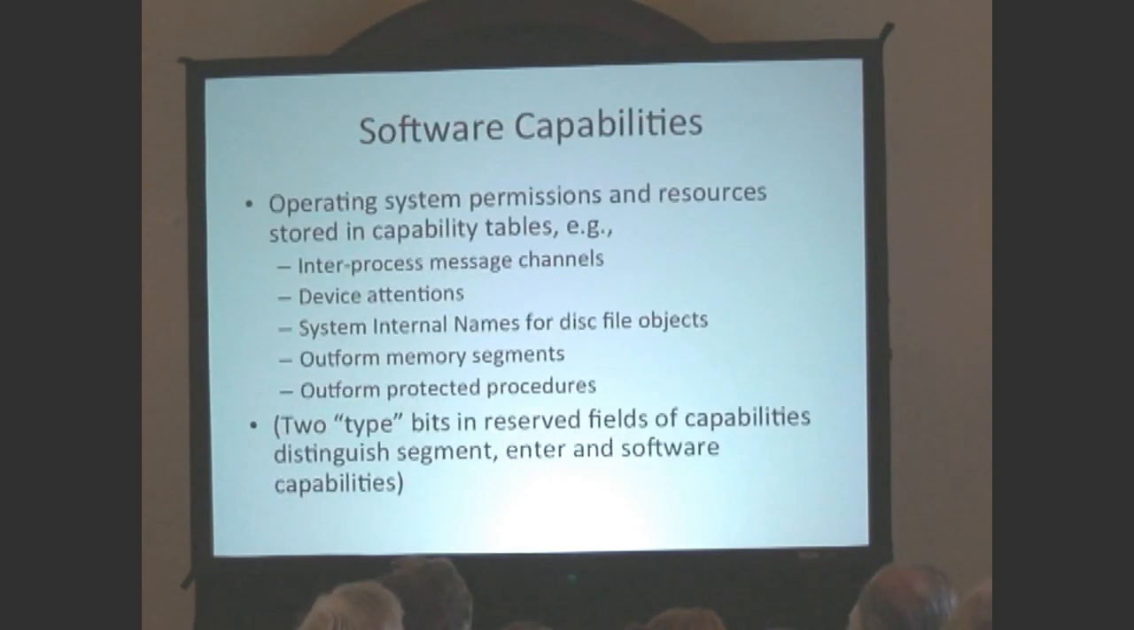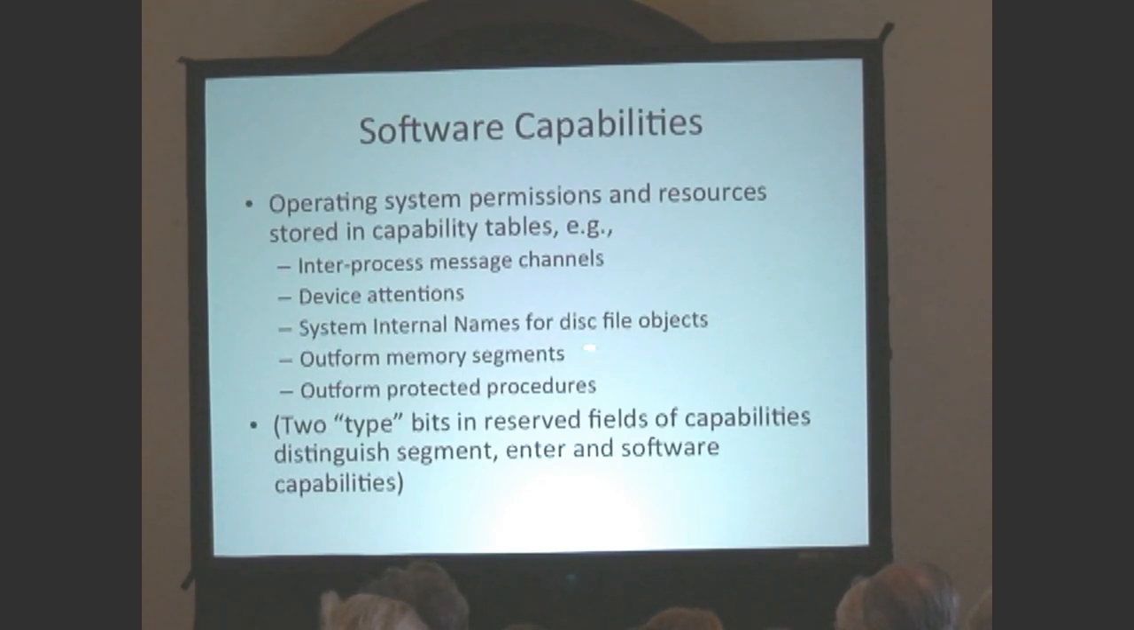Now, all the description I've given so far has been about memory protection by using capabilities to describe segments and capabilities to describe protected procedures. We learnt, as we built the operating system, there were other kinds of permission we wanted to store in capability tables. And we called them software capabilities. They were capabilities that could describe things like inter-process message channels. So I could pass you a channel so you could communicate with one of my buddies. And that wasn't a hardware thing, it was a software thing. If devices wanted to give interrupts, we needed to be able to pass the privilege of being able to talk to a device to deal with conditions.